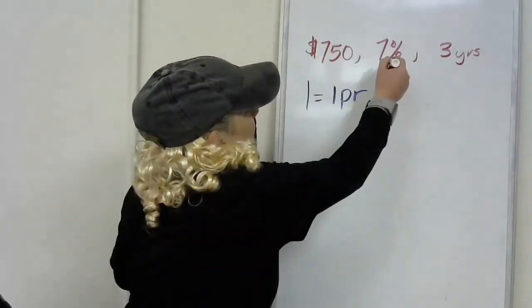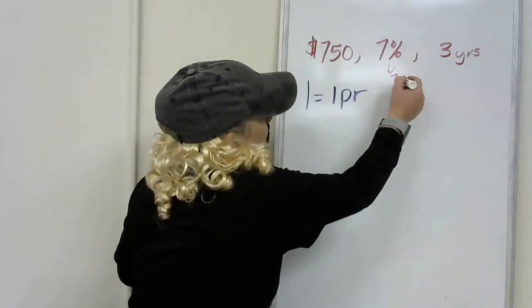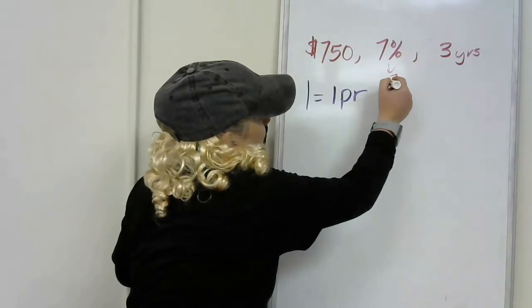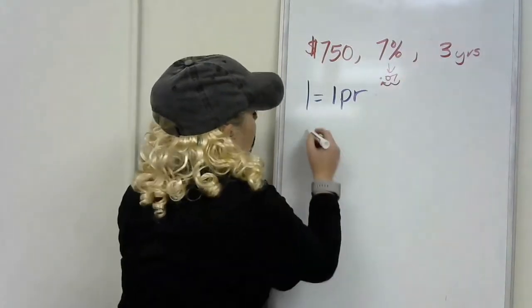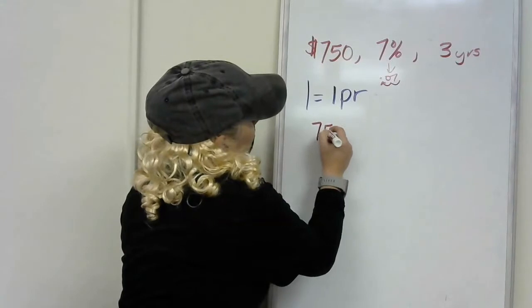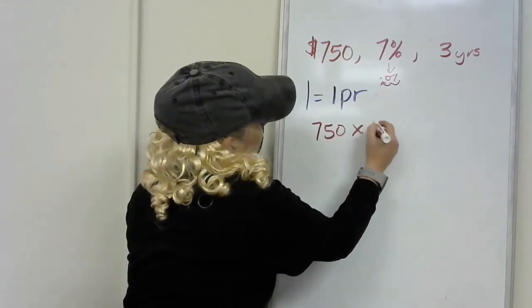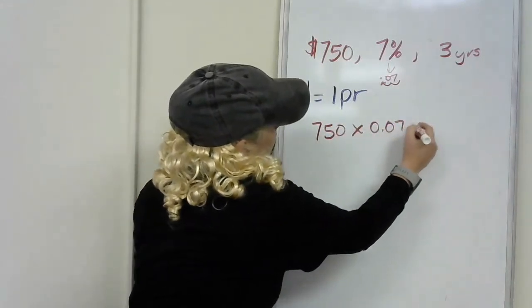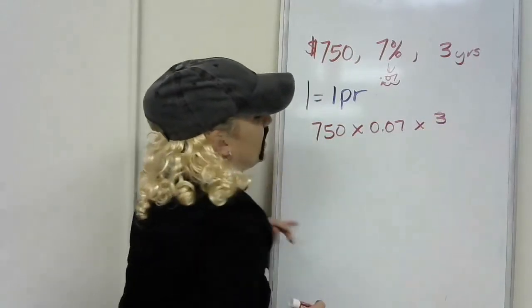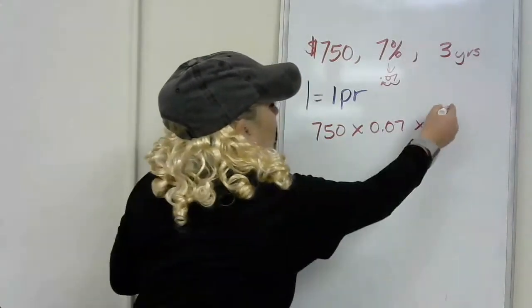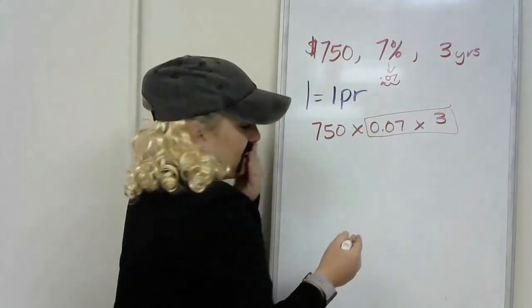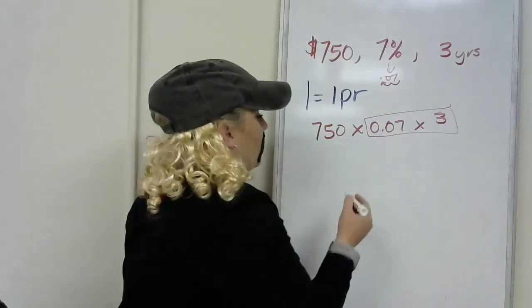We're going to have to turn this 7% into a decimal, just like last time. Boom, boom, 2 places, 0.07. So now we're going to do 750 times 0.07 times the 3 years. We're going to multiply these two first. That's going to be the easiest to me. I just like to get that over with.